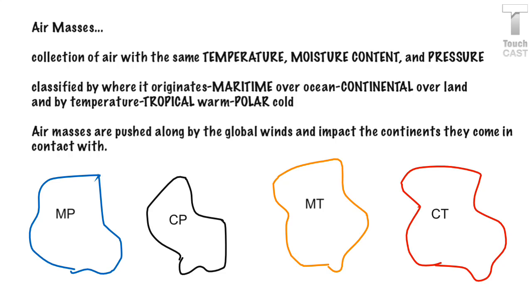So we classify them by maritime, which means over the ocean, or continental, which means it's over land. If it forms over the ocean, it's always going to be humid air. If it forms over land, it's always going to be dry air. And then we classify by temperature, tropical and warm. You guys are going to do an activity this week where you get to interact with these air masses. And these air masses form, but then are pushed along by these global winds that we talked about before, and they end up impacting and bringing all sorts of things with them.